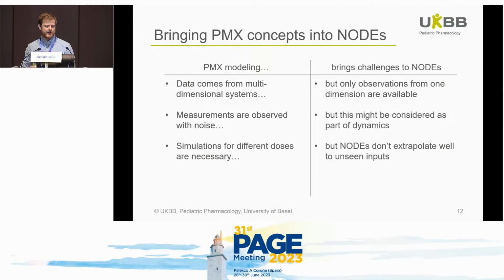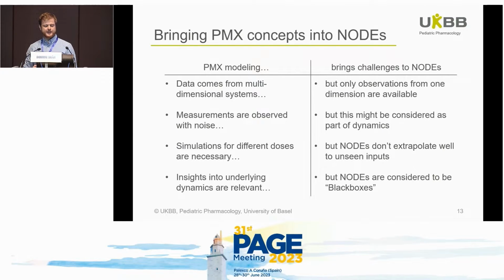Then, when we have our model, we usually want to do some simulations, for example, for different doses or different dosing schemes. But neural networks, and with this also neural ODEs, don't extrapolate very well to unseen inputs. And last but not least, we also want to learn something about our data. So we want to get insights into the underlying dynamics. But neural ODEs, as many other machine learning approaches, are considered to be black boxes.